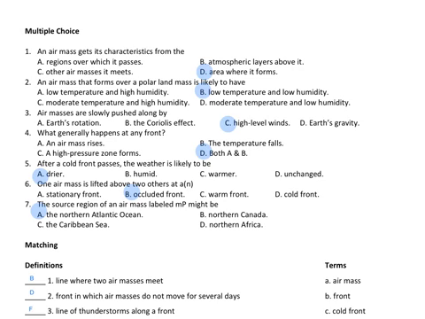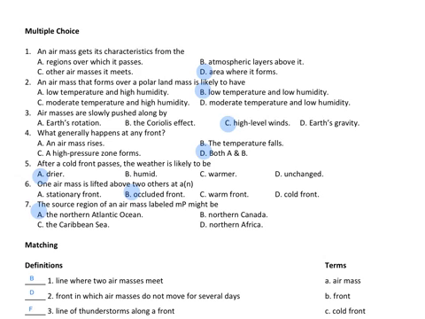Okay, more multiple choice. An air mass gets its characteristics from the area where it forms. That's a nice way of saying the source region. An air mass that forms over a polar landmass is likely to have... So polar and land, we're looking at low temperatures and low humidity.